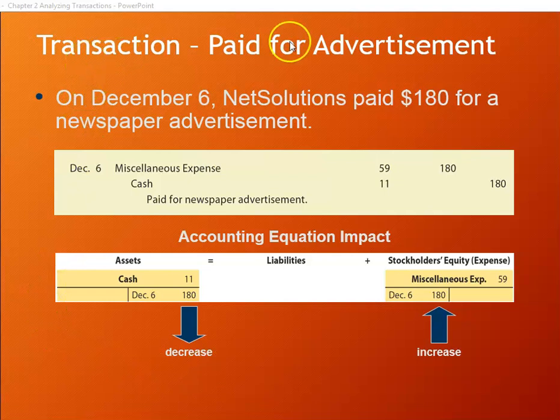Now we have another transaction, paid for an advertisement. On December the 6th, Net Solutions paid $180 for a newspaper advertisement. Doesn't look like we have an account for advertising expense, so we're just going to call this miscellaneous expense. Again, cash goes down because we paid for it, so we have to credit cash over here to the right. The expense is the debit. This has the exact same impact on owner's equity, or on the accounting equation, as the previous transaction, because they're both expenses and we haven't reduced any liabilities.